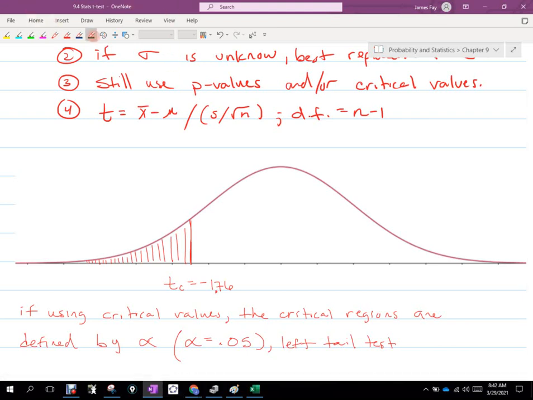So this t-score here will place you either on that side or on that side. And you decide to either reject or not reject. Is that okay with everybody? And that's using critical values.